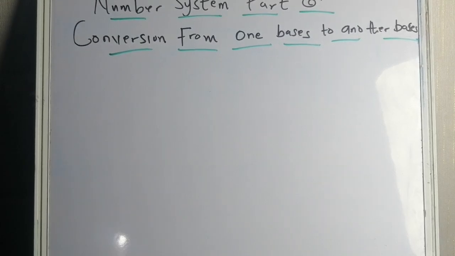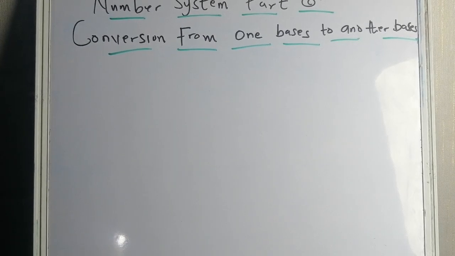Hello, ladies and gentlemen. Okay, this is number system part 6, conversion from one basis to another basis. So we've done conversion from base 10 to base 2. This one is conversion from one basis, that is, maybe base 3 to base 4, maybe base 5 to base 6, maybe base 7 to base 8. That is the meaning of the topic here. So conversion from one basis to another basis.